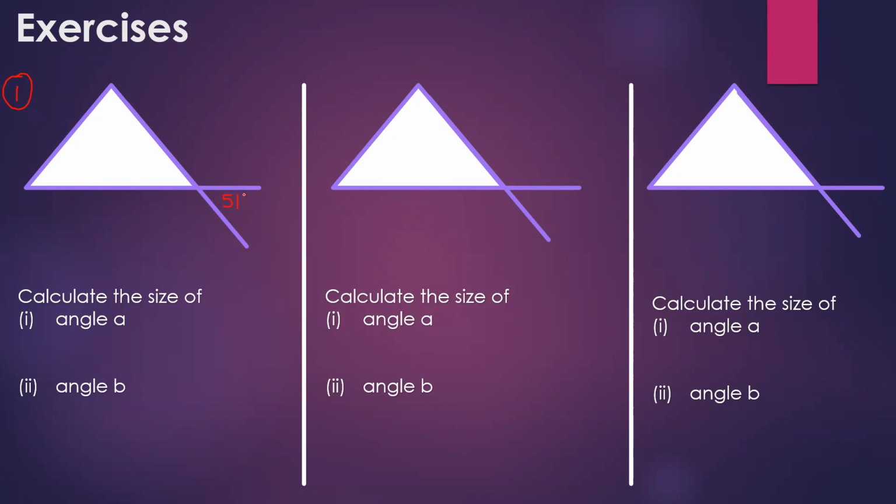So let's say that this side is 51 degrees. And this is A. And we know that we're dealing with an isosceles triangle. What will be the sides of A and what will be the sides of B?